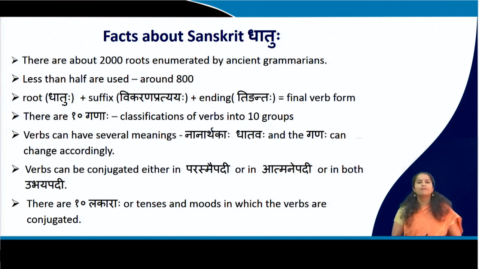So there are 10 ganas, as we've seen, which are the classification of the verbs into 10 groups. The verbs can have several meanings. They are Nanarthakaha Dhatavaha, and sometimes depending on which group they are, they carry different meanings altogether. And then the verbs can also be conjugated, as we've seen, in the Parasmaipadi, where the fruit is directed towards another. It can be in the Atmanepadi, where it is towards oneself. And some verbs have both forms. They are Ubhayapadi, and they do not really change meaning, though sometimes they do. And then there are the 10 lakaras, or the tenses and moods, in which the verbs are conjugated.